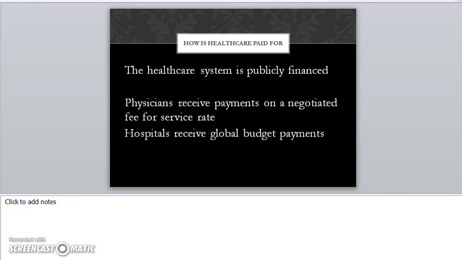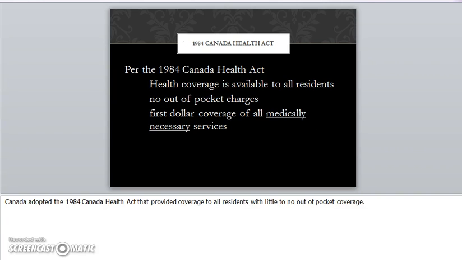How is the healthcare paid for? Their healthcare system is publicly financed. The physicians receive payments on a negotiated fee-for-service rate. Hospitals receive global budget payments. Per the 1984 Canada Health Act, health insurance is available to all residents, with no out-of-pocket charges and first dollar coverage of all medically necessary services.